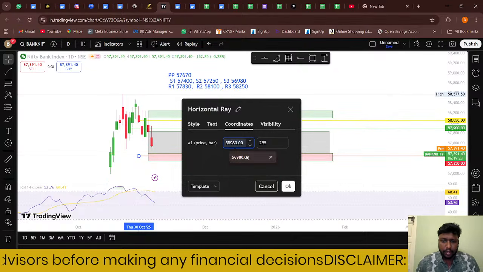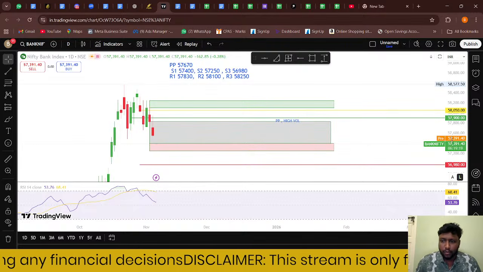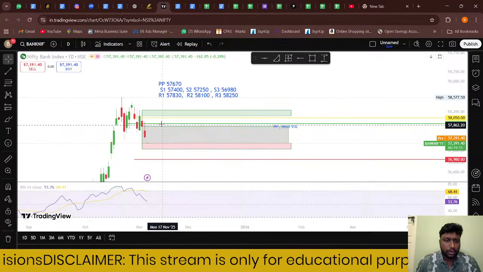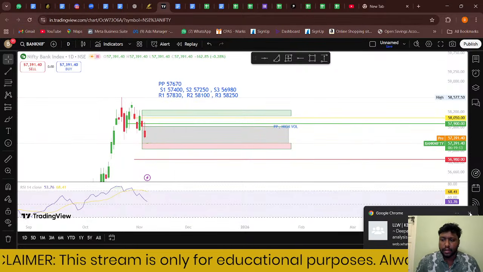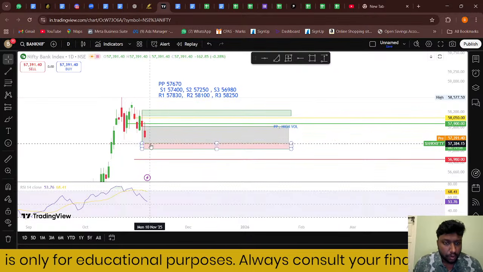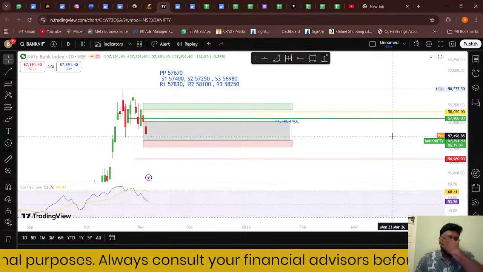56,980. So we have the pre-market data also here. So the market is opening lower. The gap down is appearing in the market. It is opening below this particular pivot point, and it is opening very low below this. So a bearish continuation will be in the market.